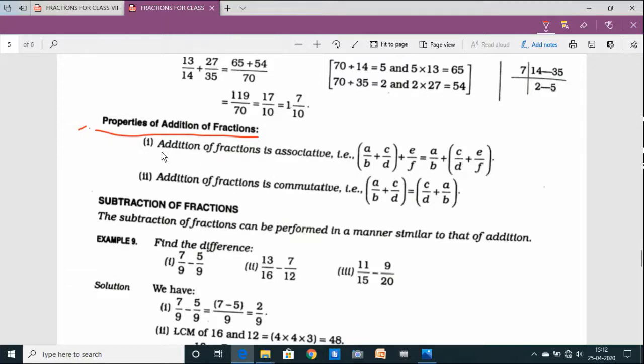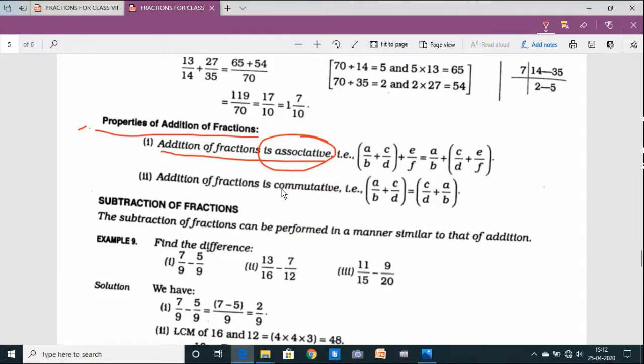Addition of fractions is associative. In associative, we have to remember that three fractions will be given and they may be arranged in any order. Here, a by b plus c by d under a bracket, plus e by f, is equal to a by b outside of the bracket and c by d plus e by f under the bracket. So it may be arranged.